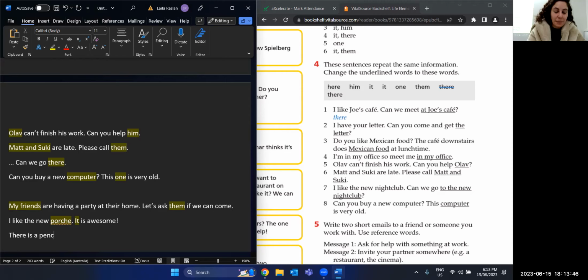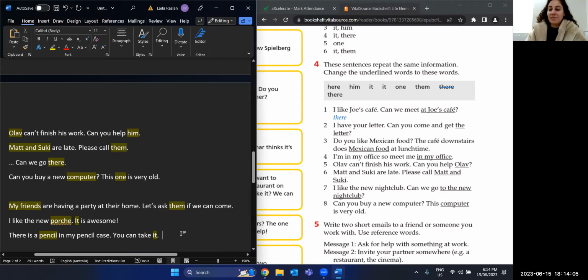Yeah, exactly. There is a pencil in my pencil case. You can take it. You can take it. So both sentences are about the pencil, and in the second one, we don't want to repeat pencil. So it, you can take it. Good. Mariana.